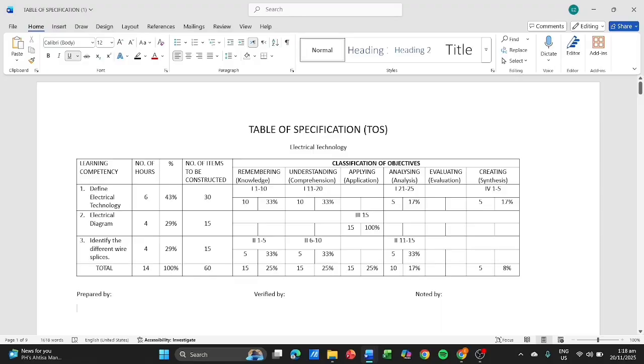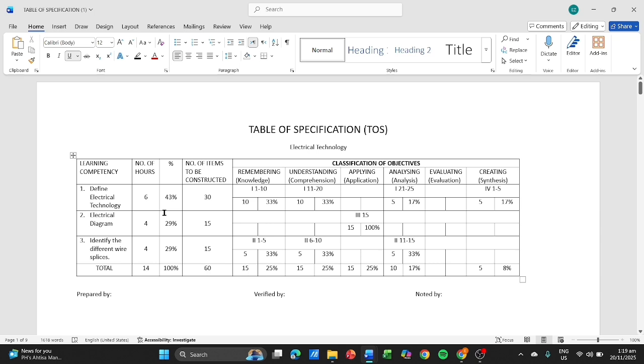So hello students, we are now in the table of specification format. In this format, we have these columns which are the learning competency, number of hours, percentage, number of items to be constructed, and the classification of objectives. Here, the classification of objectives is based on Bloom's taxonomy or revised Bloom's taxonomy, and the learning competencies are define electrical technology, electrical diagram, and identify the different wire splices.